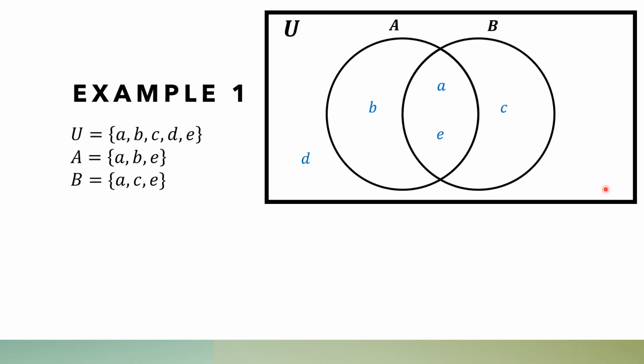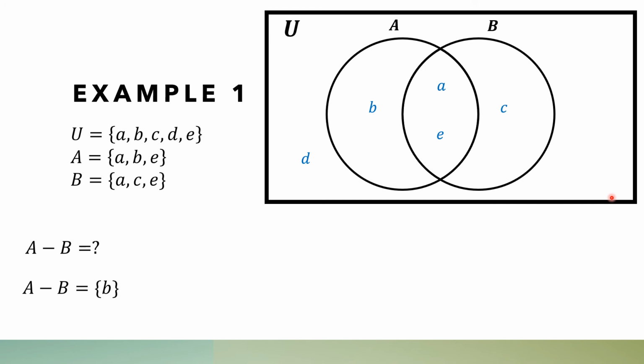Here's example 1. Once again, the universal set is A, B, C, D, E. Set A is A, B, E, and set B is A, C, E. Here's the illustration so that you could visualize how they are connected using the Venn diagram. Now, we want to find A minus B. Remember, A is your minuend, and B is your subtrahend. Remove what is common between A and B, which is A and E, and what remains of A is the answer, that is B only. So A minus B, the answer has B as its element.